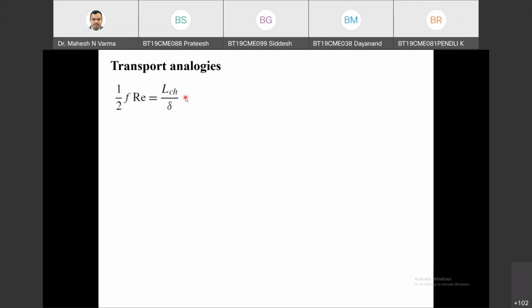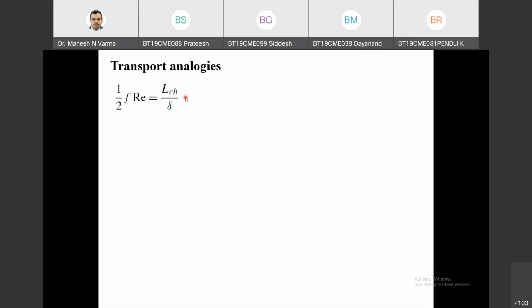You should not compare where Reynolds number with diameter D is used, Reynolds number less than 2100, laminar flow. You may get some other Reynolds number if you use the length of the pipe. Likewise, this is the characteristic length, and half friction factor into Reynolds number equals characteristic length divided by delta, where delta is the momentum transfer boundary layer thickness.